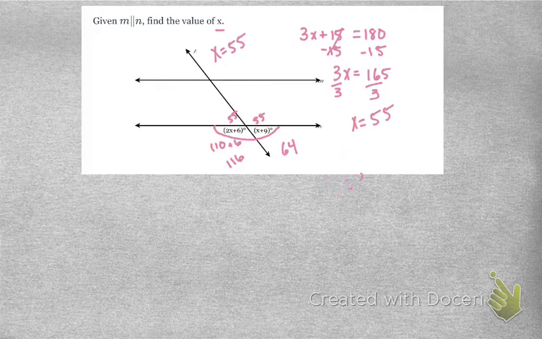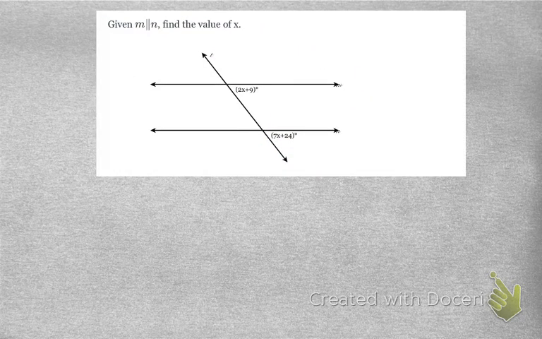It didn't ask me for the measure. A lot of times it will just ask you for the measure of the angles, but it just asked for this. So the answer is x is equal to 55, but if you plug them in, you get two values that do add up to 180. So it's a good check step. Let's look at the next one.